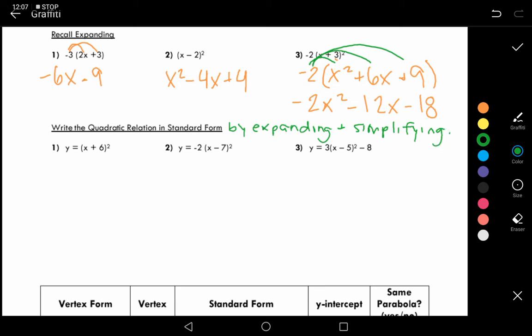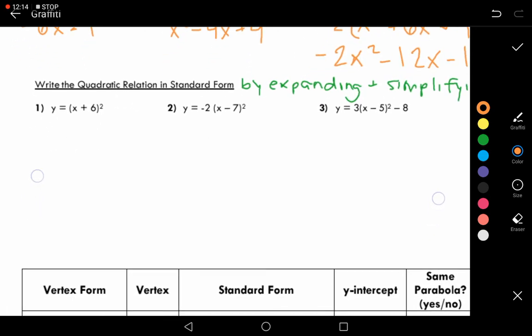All right, so let's do that. So again, you can remember the rule or you can write the whole thing out. So for these ones, I'll write the whole thing out. So if we don't remember the special formula for a binomial squared, what we're going to do is we're going to write out that binomial twice and use FOIL.